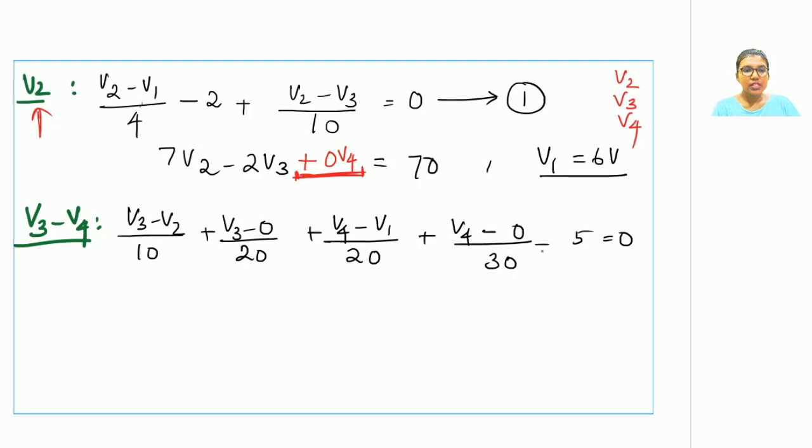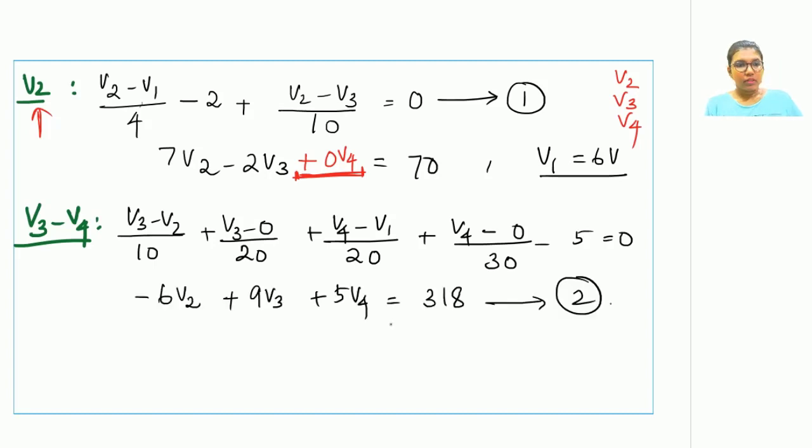So this represents the entire supernode equation comprising of 5 terms. Upon simplification, one obtains this, the second equation. Now you might be wondering, why have I written here the coefficient of V2 as minus 6? I could have multiplied minus 1 throughout and could have changed the signs. The thing is, it does not make any difference if the coefficient of the first term is positive or negative.